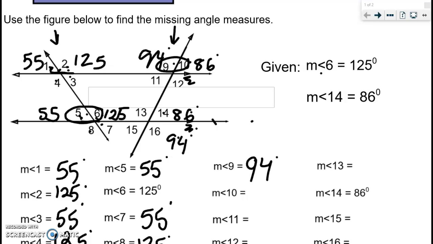Or I could have said that these are opposite exterior angles. And those are also congruent. So 13 is vertical angles with 16, which is 94.